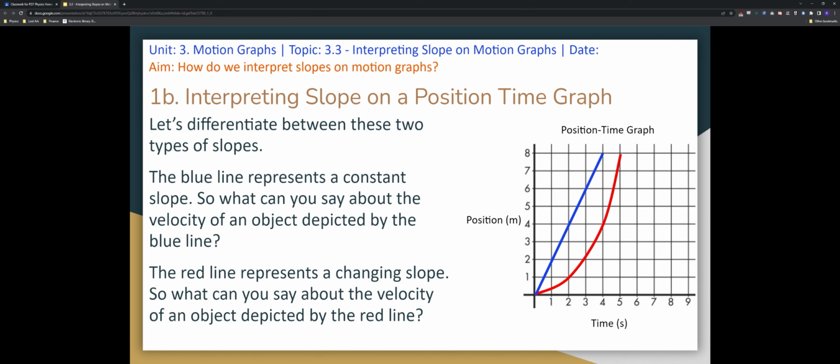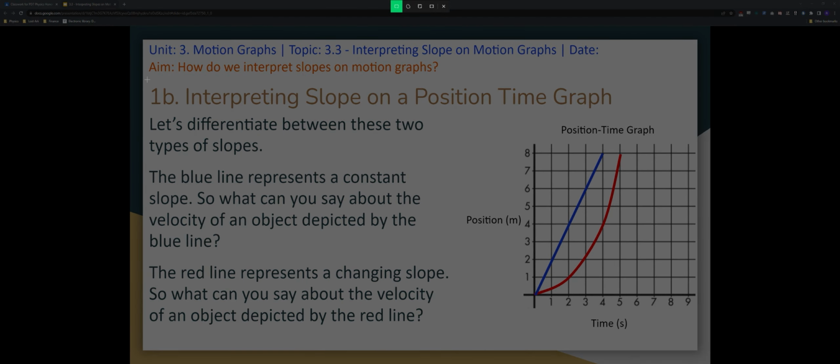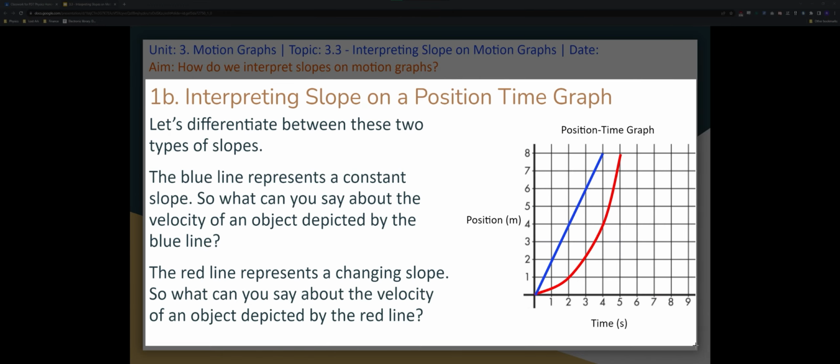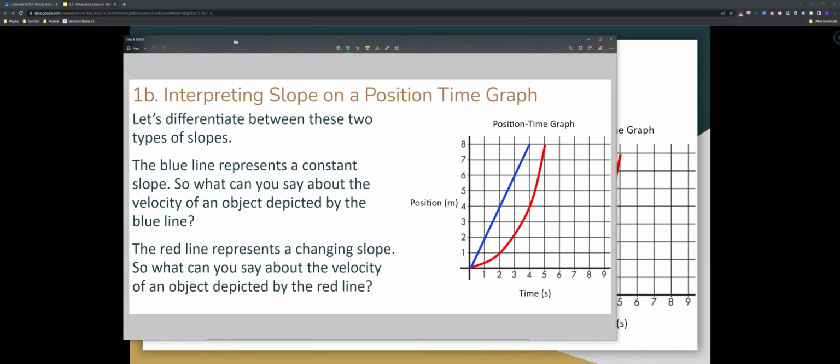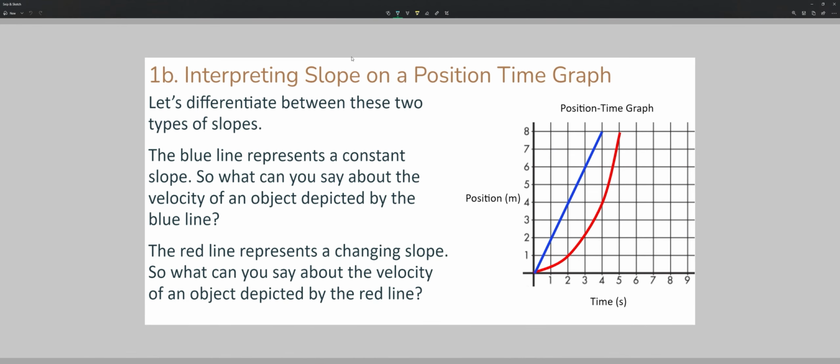But now we have to differentiate between two other types of slopes, right? So there's this straight line, and you see a changing line, essentially a changing slope. So the blue line here is a constant slope, whereas the red line is something we would call a changing slope. So let's figure out what the difference here is between these two.